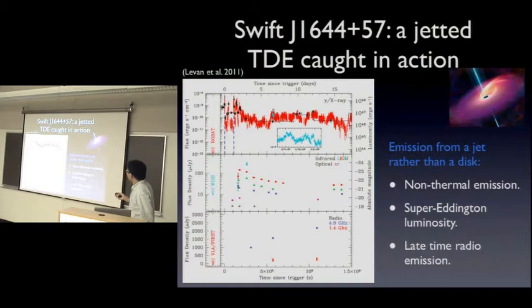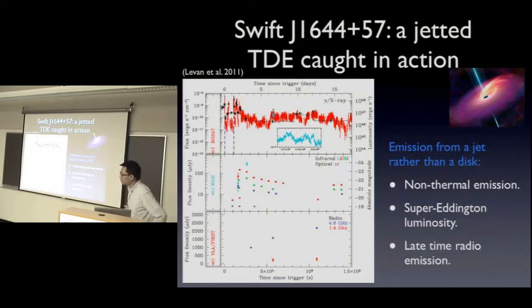So for the jetted TDE event, one has a better chance to model the X-ray because if you know the accretion rate history onto the black hole, then you can assume that the jet luminosity is a very close proxy of the accretion rate onto the black hole. So from the accretion rate history, you can model the X-ray.